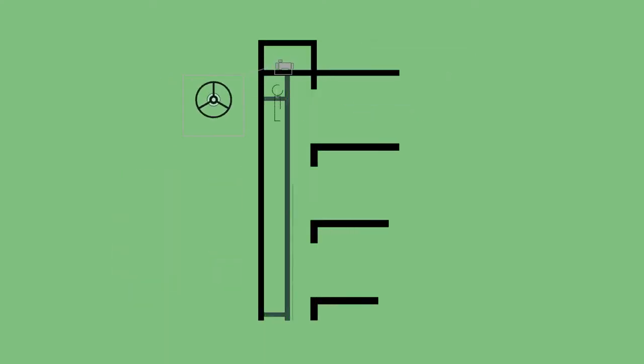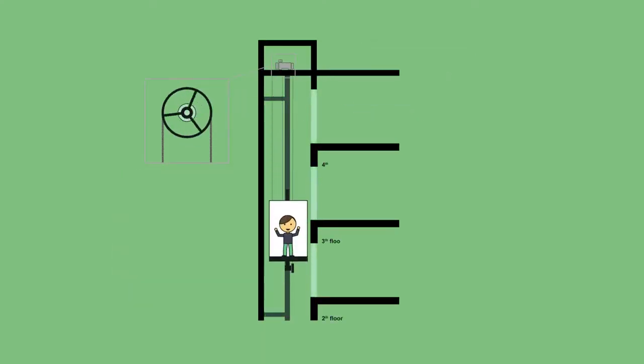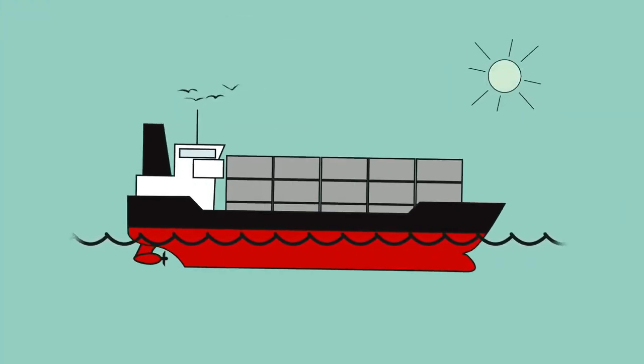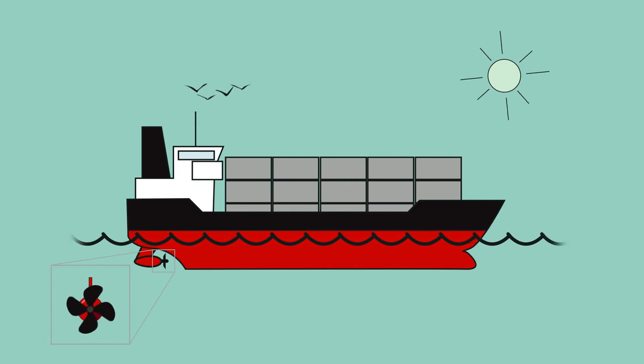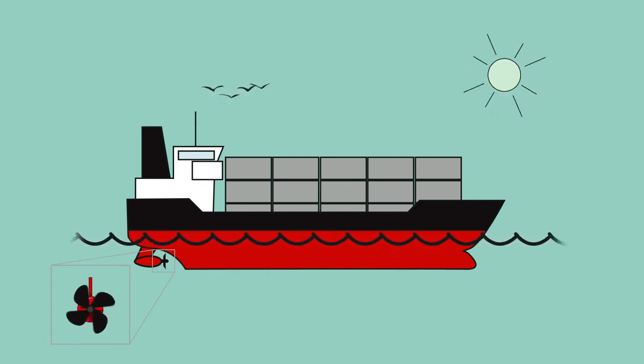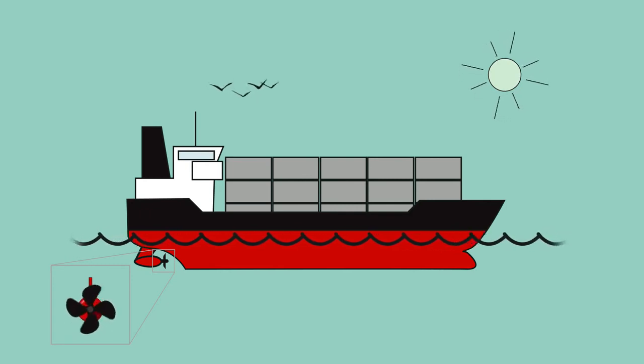Let's see. An elevator has an electric motor which creates a rotational movement. Using sheaves, some ropes, and a counterweight, a linear movement is created, and this is how the elevator goes up and down. In a modern ship, the propeller is also moved by an electric motor, which generates a linear movement of different speeds, producing different degrees of effort or force.